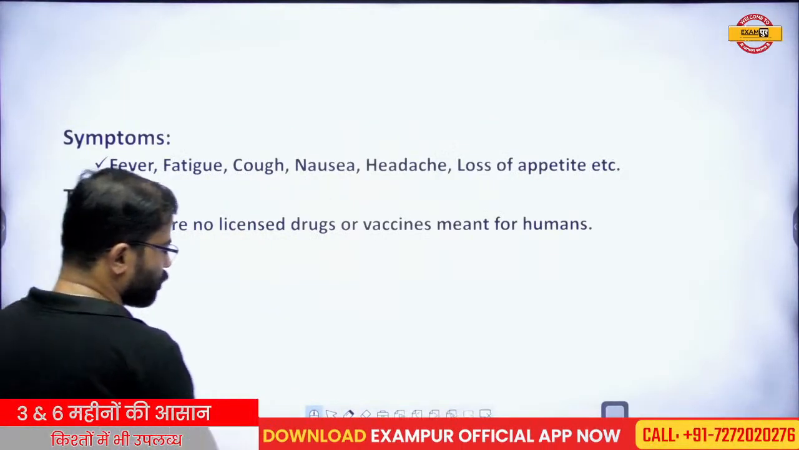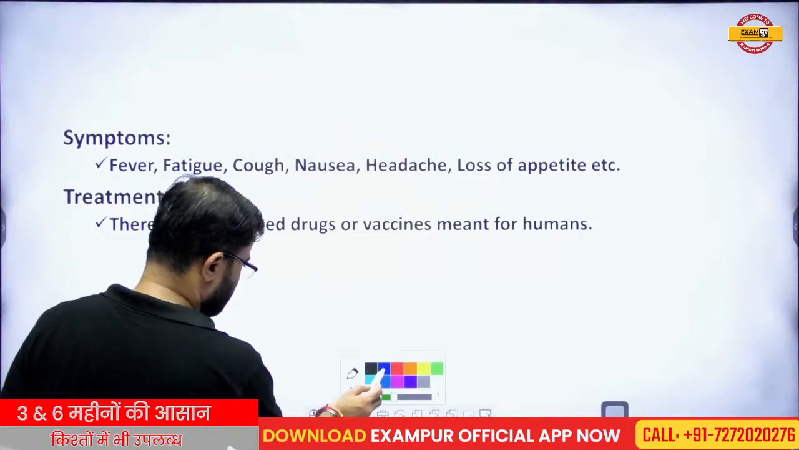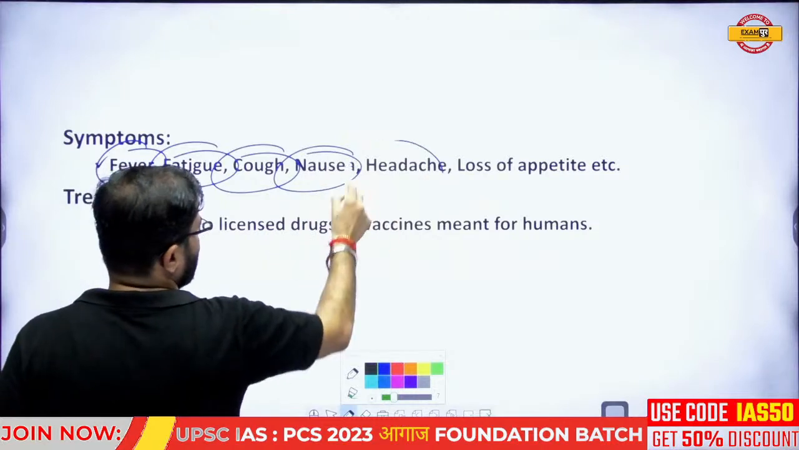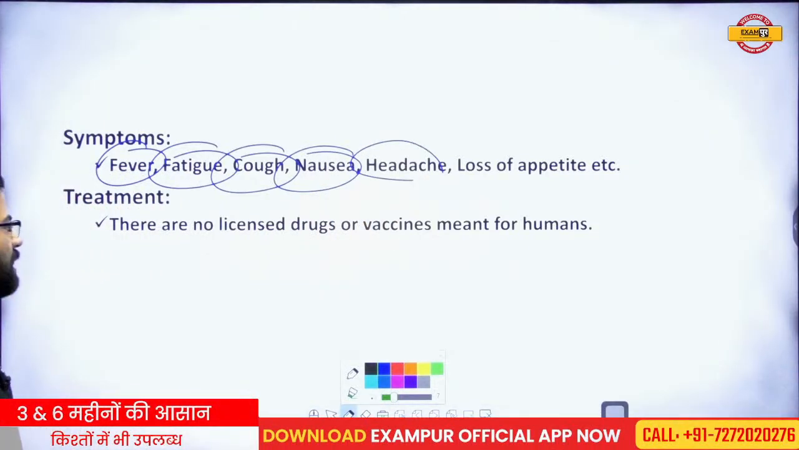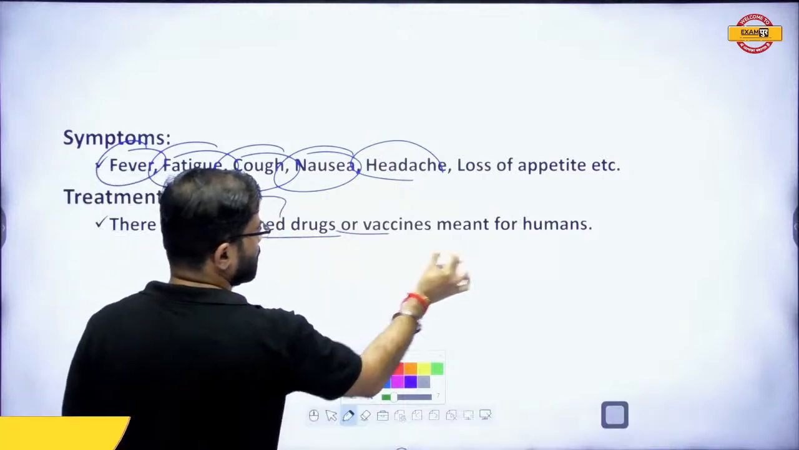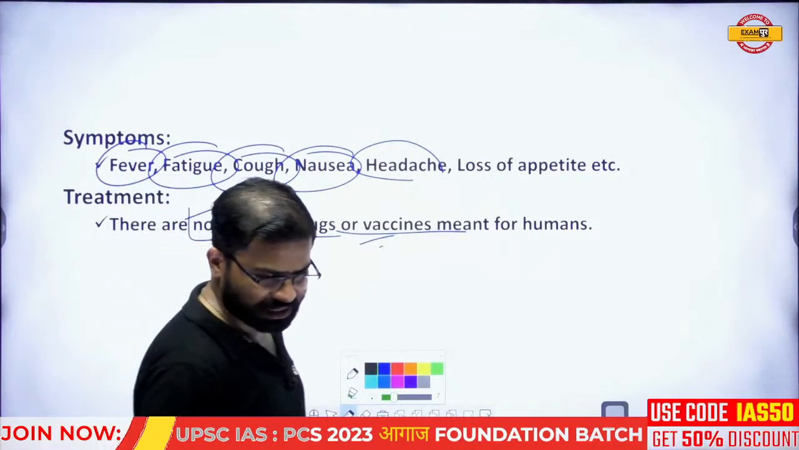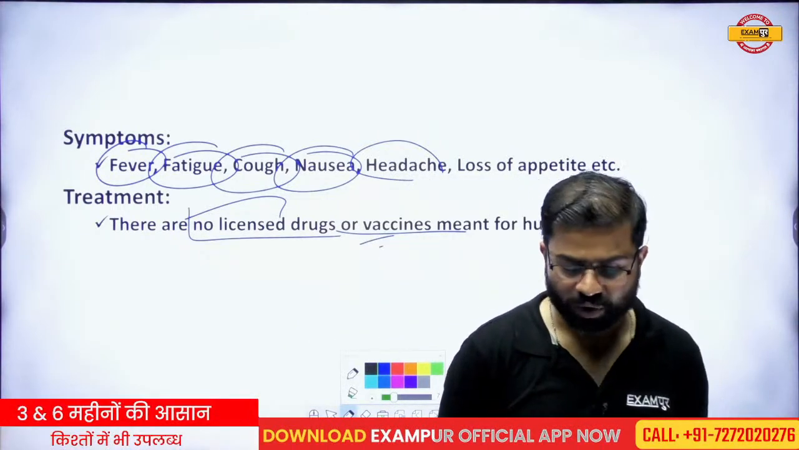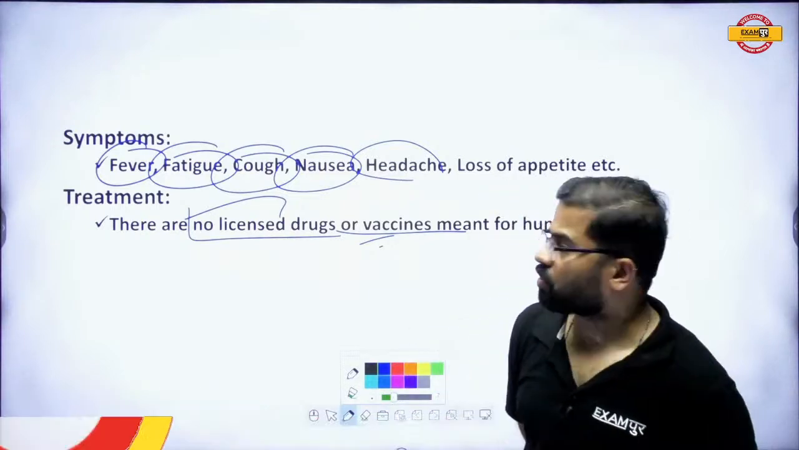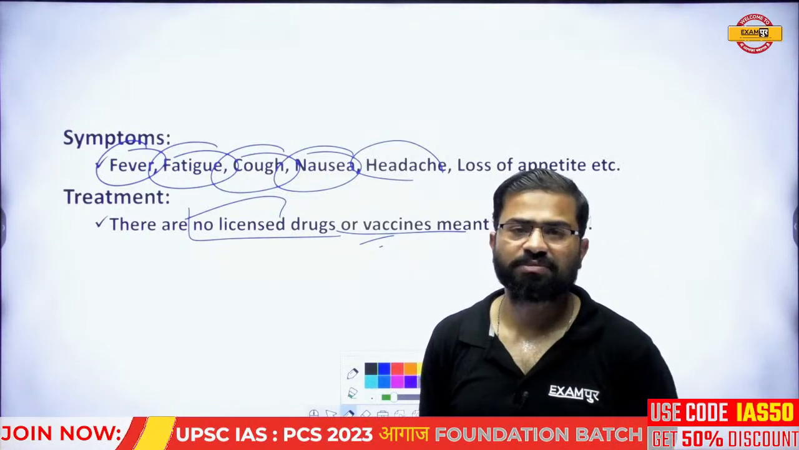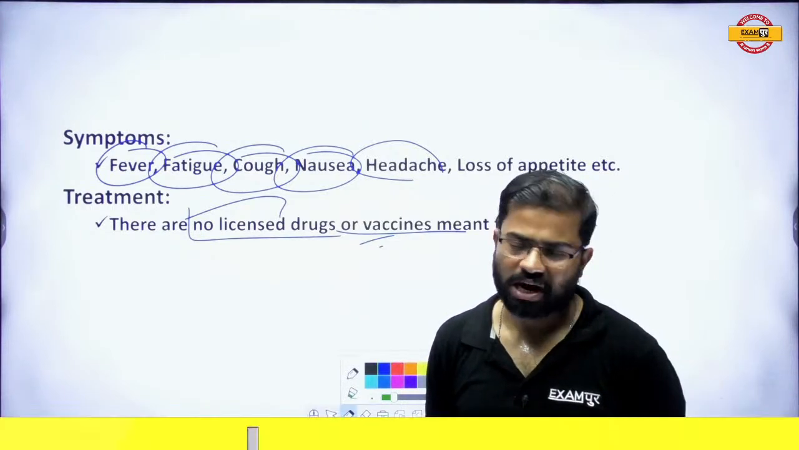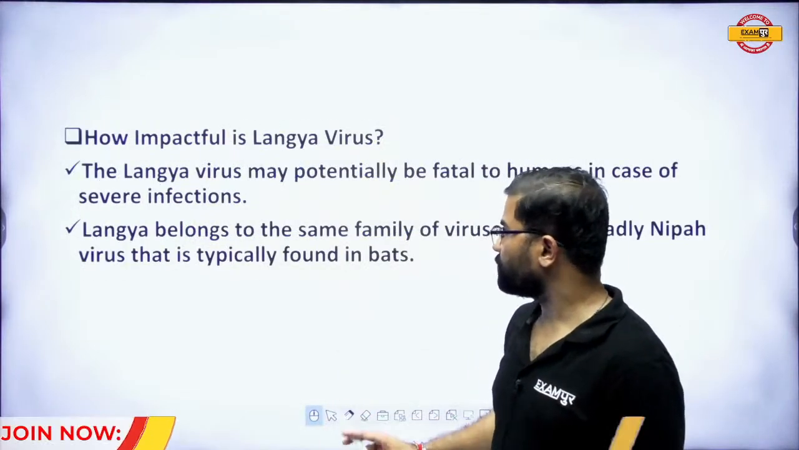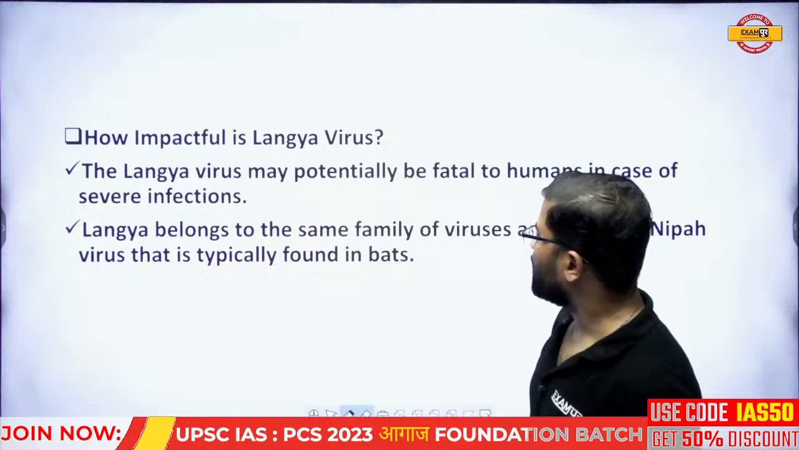Now let's talk about symptoms. When you talk about the symptoms associated with this: fever, fatigue, cough, nausea, headache, loss of appetite, etc. Treatment: there is no licensed drug or vaccine meant for humans. Till date, medicines and vaccines are not available. So what needs to be done? If you go to the doctor, the doctor prescribes medicine as per the symptoms generated. If you have a fever, the doctor will prescribe paracetamol, just like that. Is it okay?